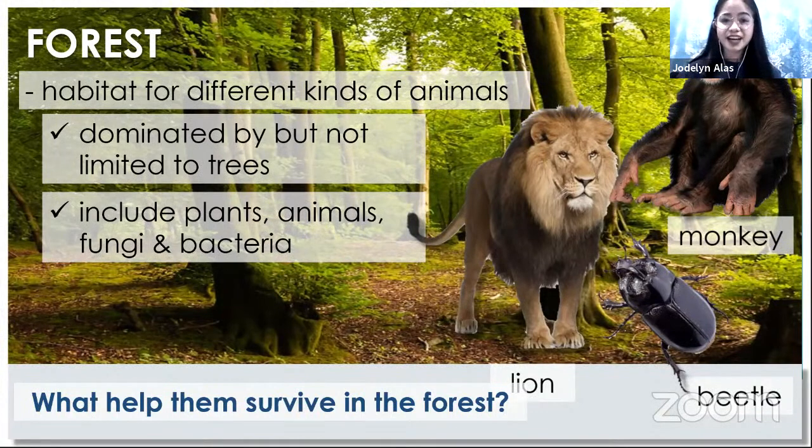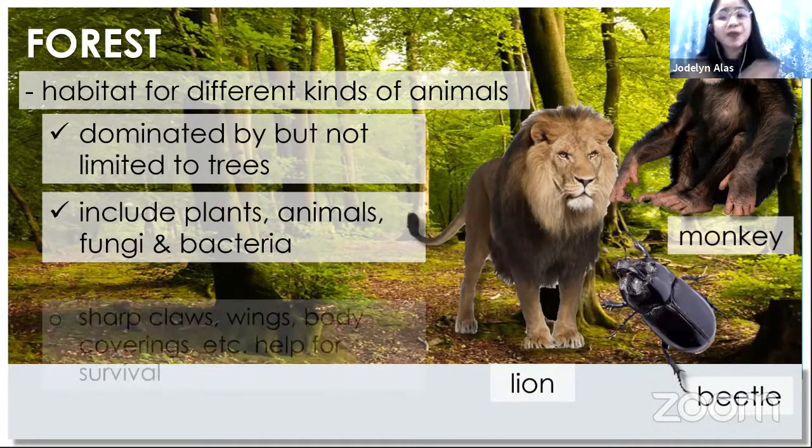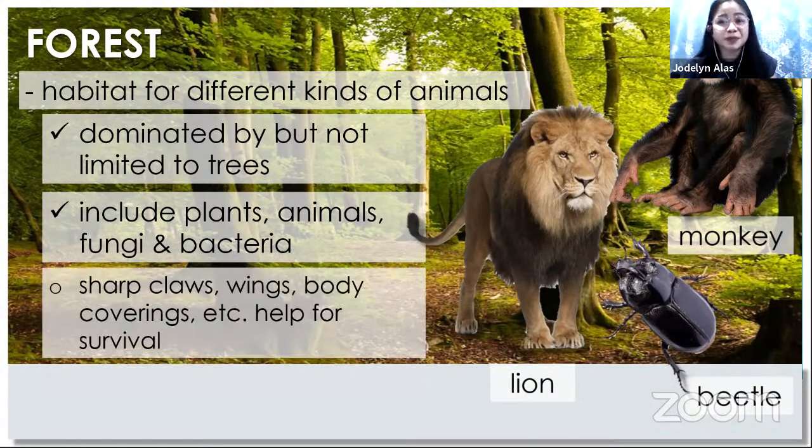Okay, Maria Leia. Because they have legs, so they can walk on land. Wow, very good answer. Thank you. Because they have legs, and just like legs, there are other parts of their bodies that enable them to survive in the forest, such as sharp claws, the wings, body coverings, and others. Okay, let's go to the next one. This will be the last one for now.